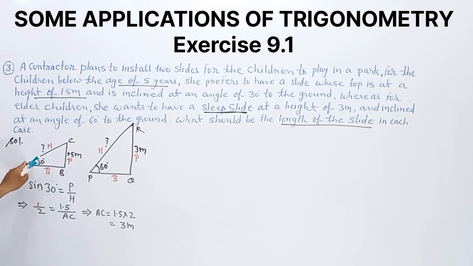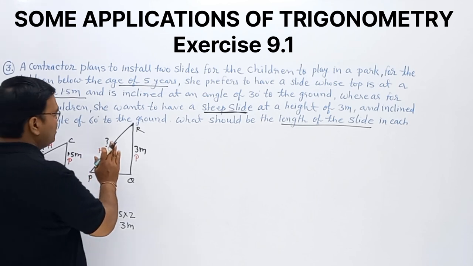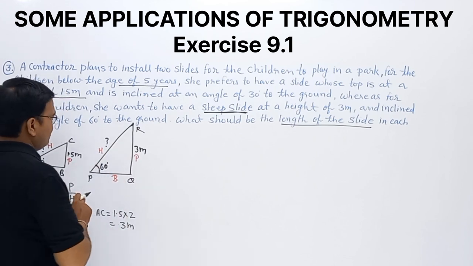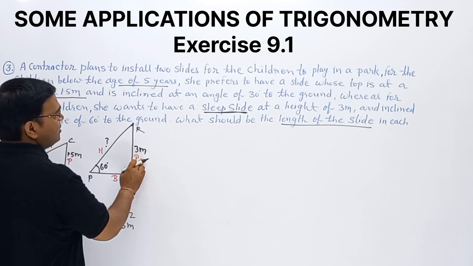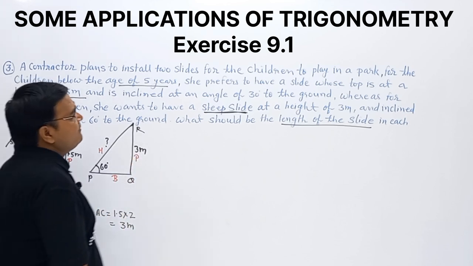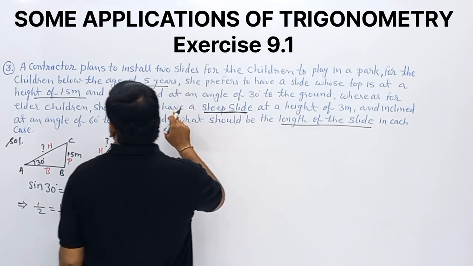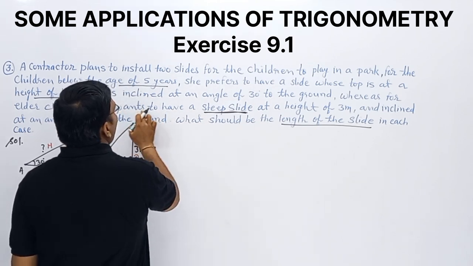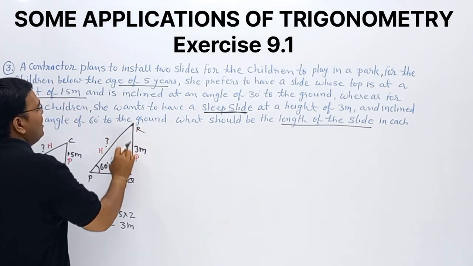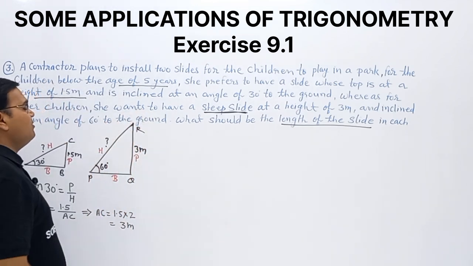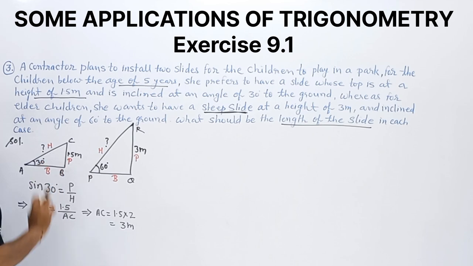So for this one, the length of this slide will be 3 meter. Clear? Now this group, for the elder children, we are having 60 degree. Height is given in the question. Observe again. For the elder children, she wants to have a steep slide at the height. This slide has height 3 meter, given in the question, and is inclined at the angle 60 degree.